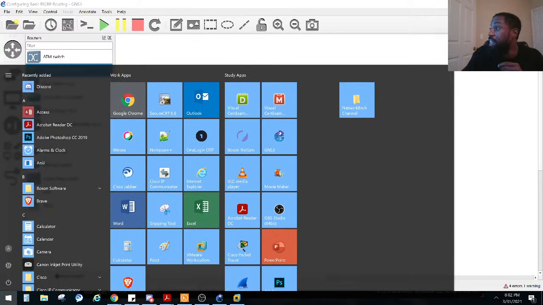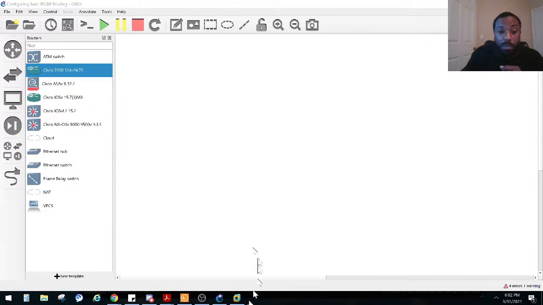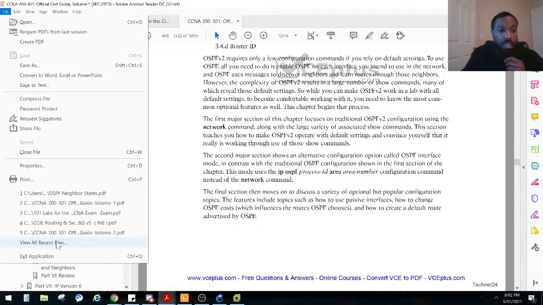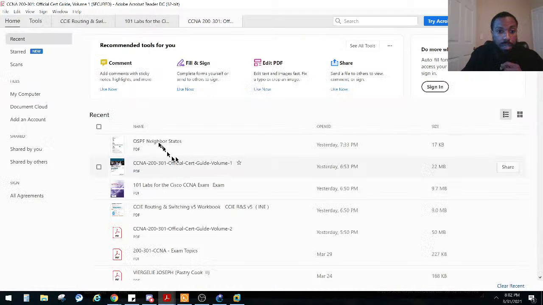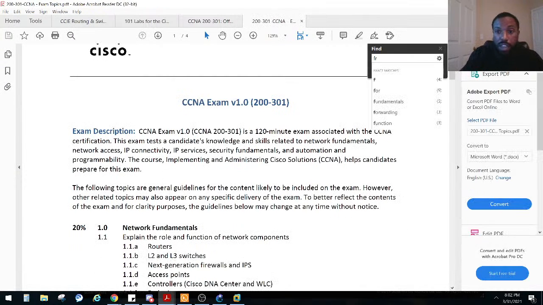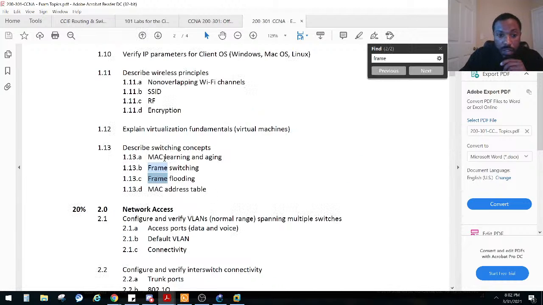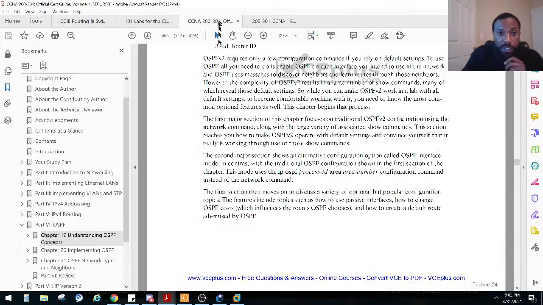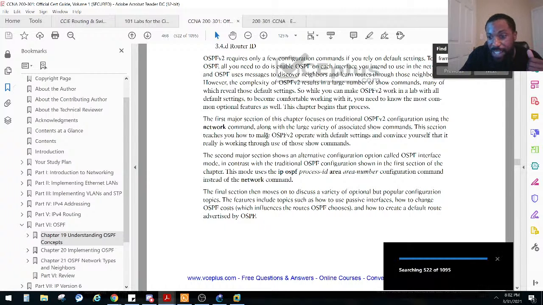Let's pull up the exam topics here, right? Y'all know I like to pull up these exam topics. You just type in frame relay, and guess what? It's not on the exam. We can even pull up the book, the official cert guide, and see if that's even in there. I'm pretty sure they at least mentioned it in the book. I mean, it's frame relay for crying out loud, right?